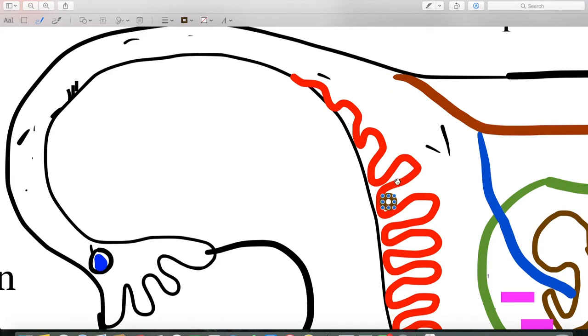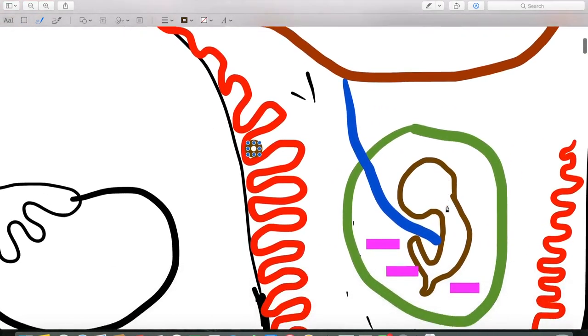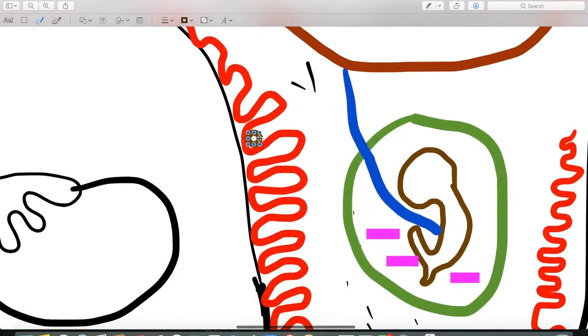The tissue is filled with a large network of blood capillaries, so they will provide nutrients, water, and oxygen for the embryo to grow further into a fetus. Now this is the fetus. After the embryo, it grows into a fetus, and this is pregnancy.